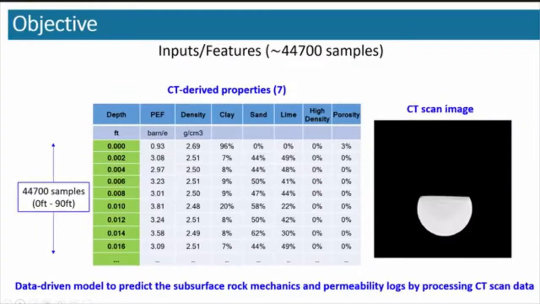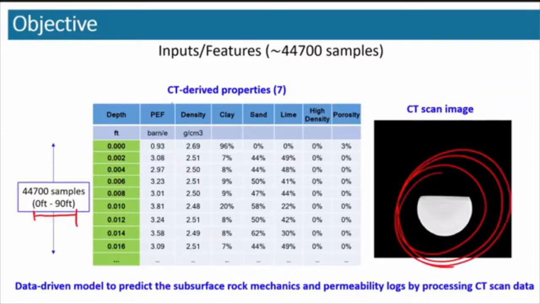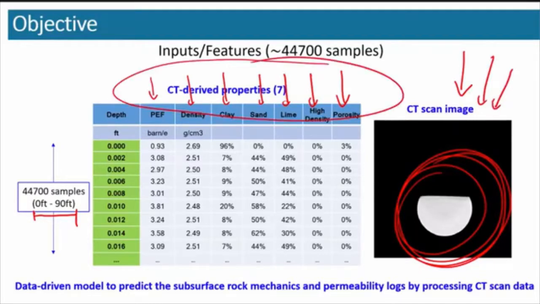I told you what we have. We have 44,000 points at which we have measured CT scan, and it's a very high resolution measurement. The measurement was done over 90 feet. For each of these scans that you see here, the service company generated 7 properties. So on the surface, in the lab, we have in total the CT scan image and these 7 properties. Our goal is to generate subsurface data using this.